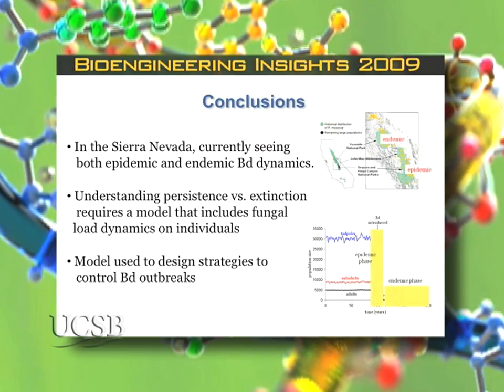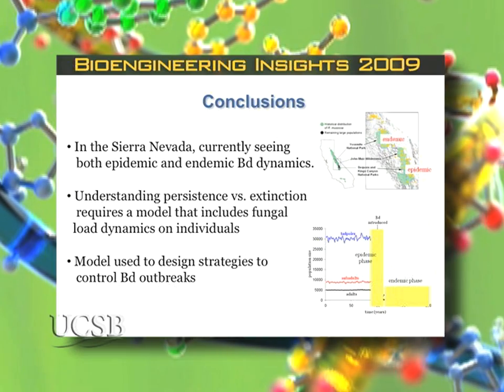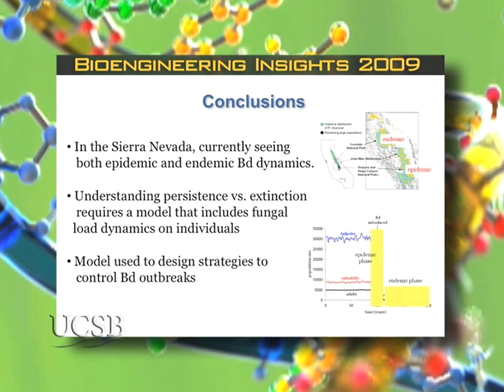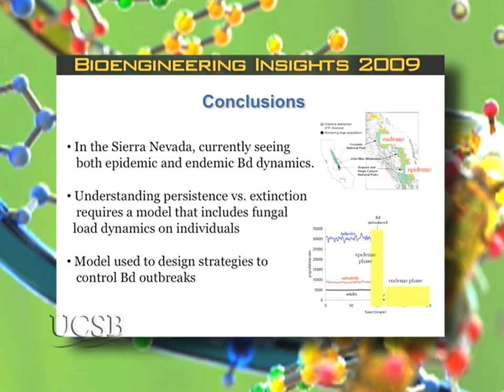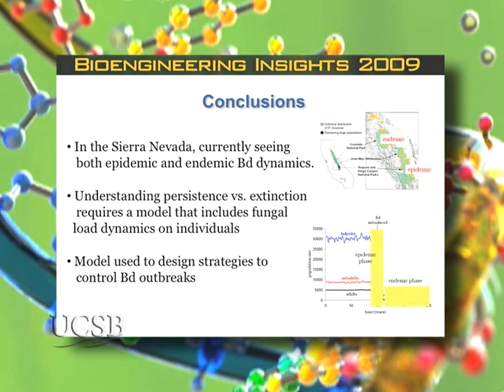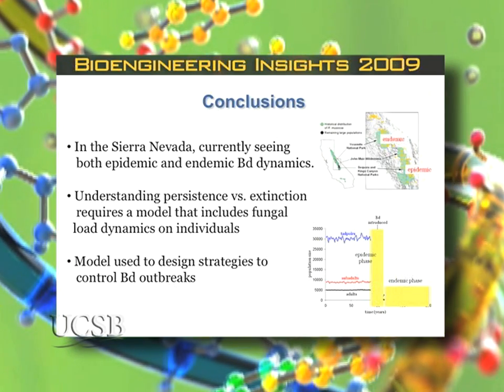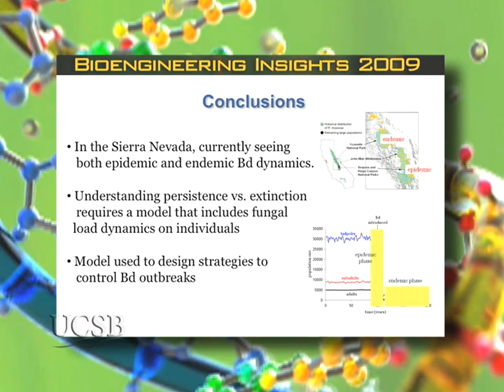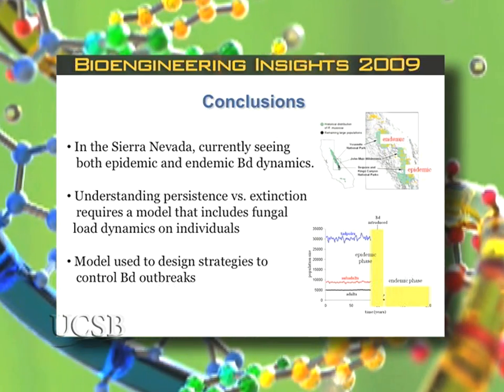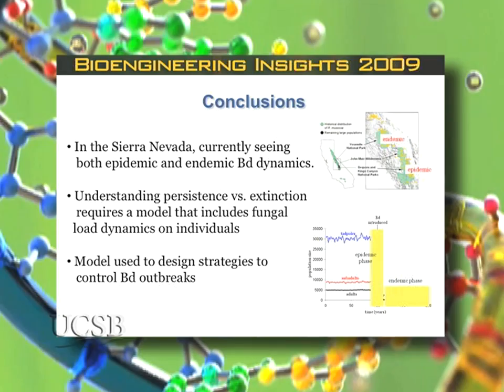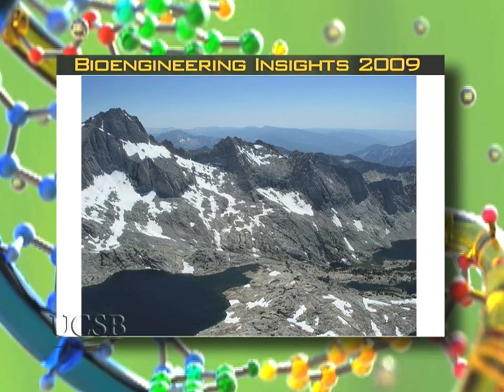So in conclusion, in the Sierra Nevada, we're currently seeing both the epidemic and endemic phases of BD. And understanding the persistence versus extinction requires a model that includes the fungal load dynamics. And we can potentially use this model to design strategies to control these outbreaks. So I'll stop there. Thanks.